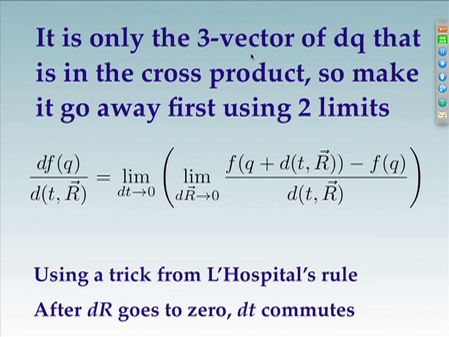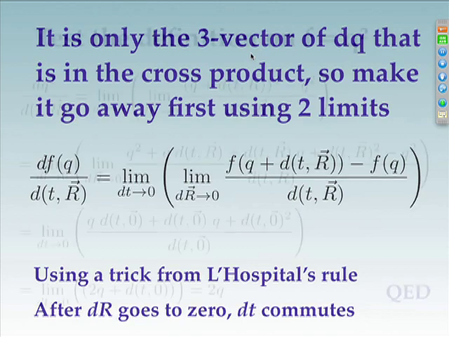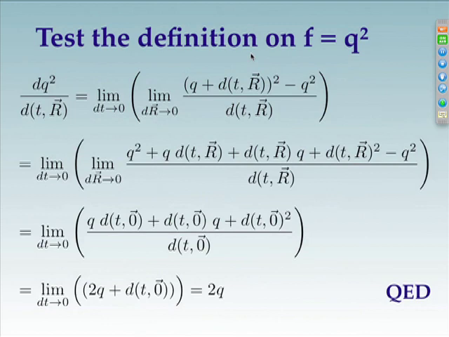And it's a variation on L'Hospital's rule, which I always consider a little miracle when I first learned it, about taking two limits in order to get something that actually is valid. So after dr has gone to 0, the dt part commutes. And so maybe it doesn't matter if I write it on the left or I write it on the right, as long as I use 2 limits just like this. So we're going to test it.